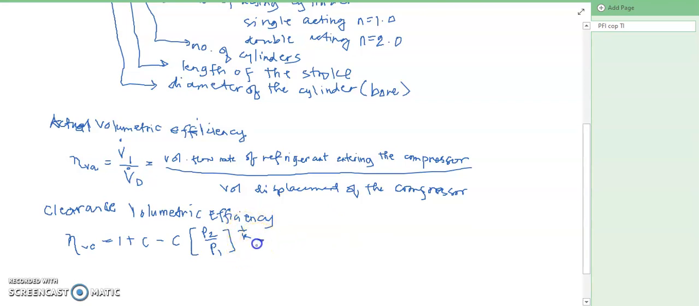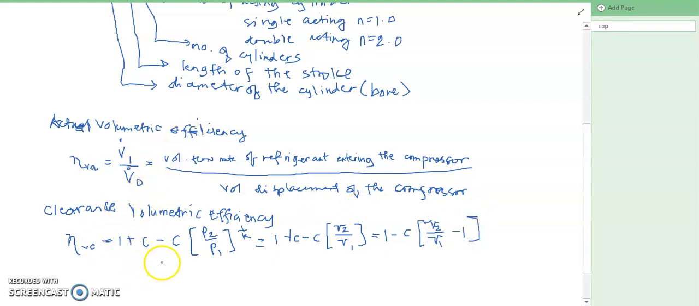Pwede rin, it is equal to 1 plus C minus C times what? Specific volume at point 2 over specific volume at point 1. Simplify it further, this is 1 minus C times the quantity V sub 2 over V sub 1, specific volume yan, minus 1.